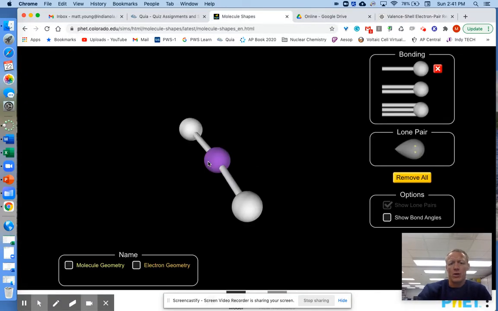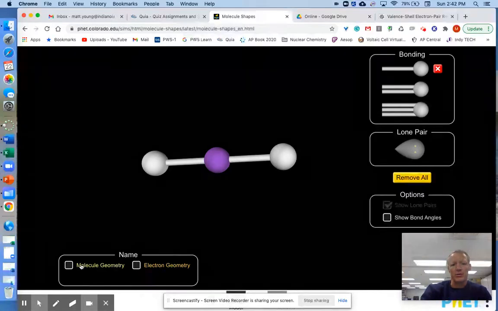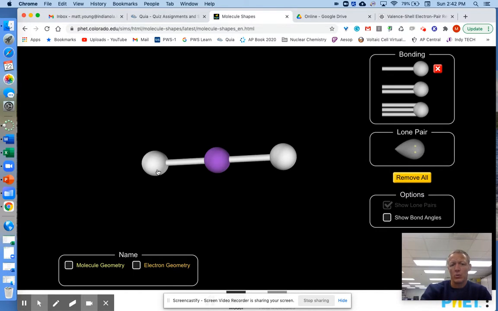Let's go through some molecules here. So first thing, there'll be something called electron geometry and molecular geometry. So electron geometry is just where the electrons are at, the electron pairs around the central element. Molecular geometry will be where the atoms are at around the central element.